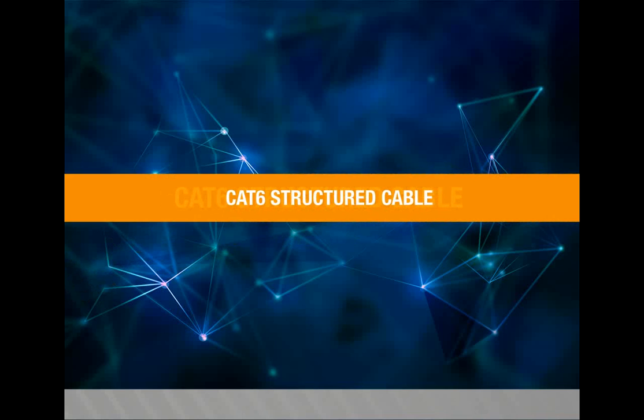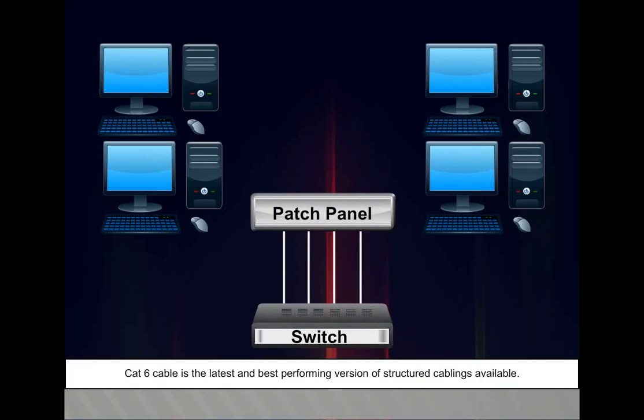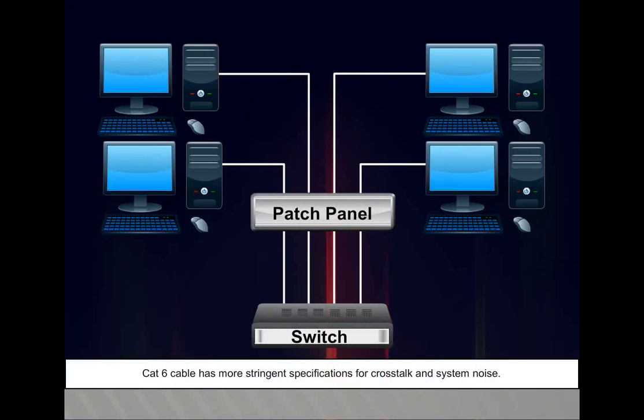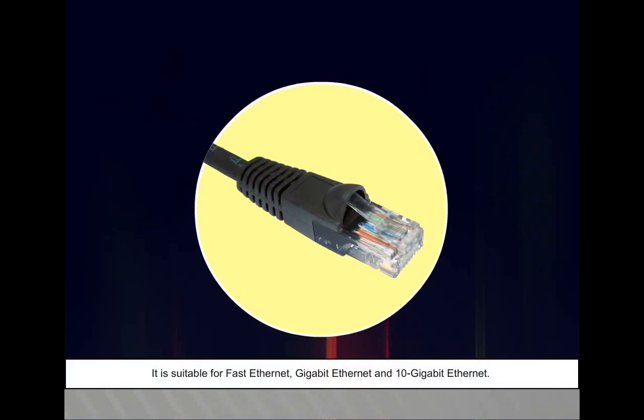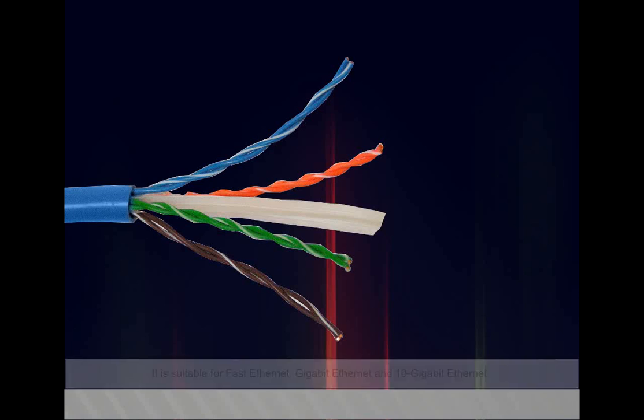Cat6 structured cable. In this video, we are going to learn about Cat6 structured cable. Cat6 cable is the latest and best performing version of structured cabling available. Cat6 cable has more stringent specifications for crosstalk and system noise. It is suitable for fast Ethernet, Gigabit Ethernet and 10 Gigabit Ethernet.